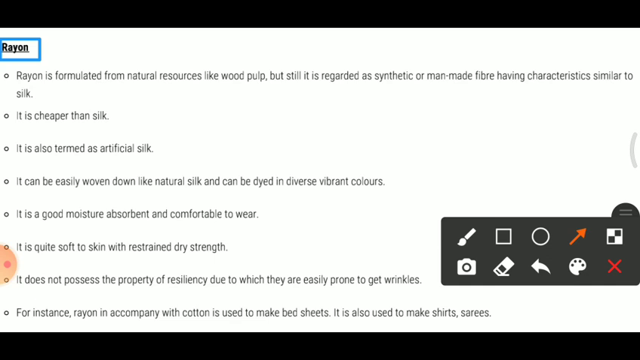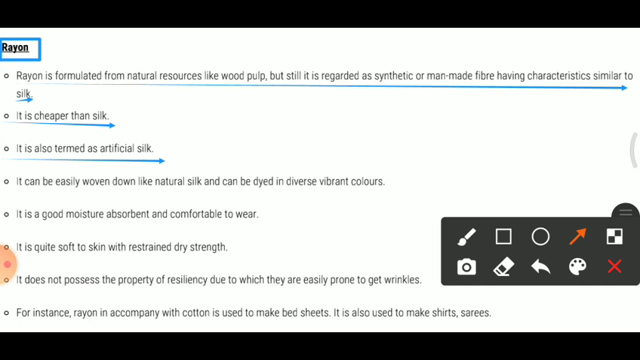Rayon is mixed with cotton to make bed sheets or mixed with wool to make carpets. So here we can write the important points about rayon. Rayon is formulated from natural resources like wood pulp, but still it is regarded as a synthetic or man-made fiber having characteristics similar to silk. It is cheaper than silk.